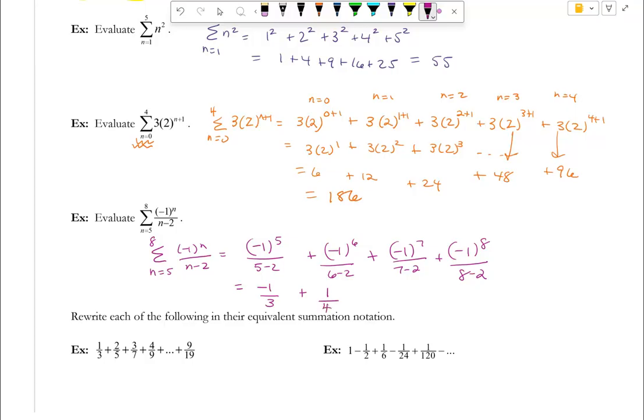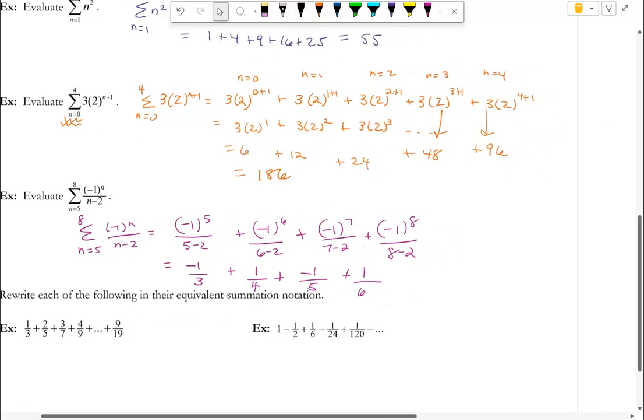6 minus 2 is 4. Then I have a negative 1 on top. 7 minus 2 is 5. And a positive 1 on top. 8 minus 2 is 6. So we're adding negative 1/3 plus positive 1/4 plus negative 1/5 plus 1/6.